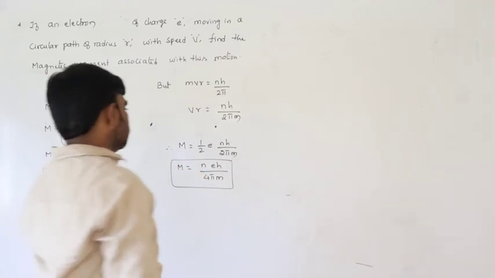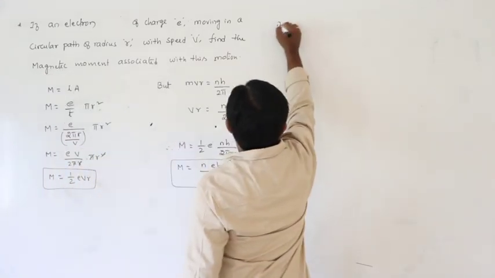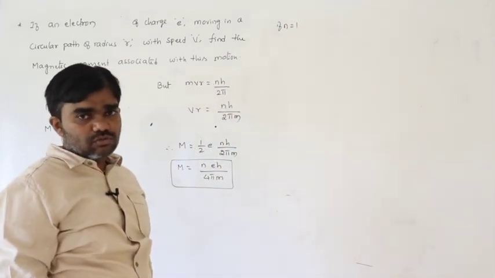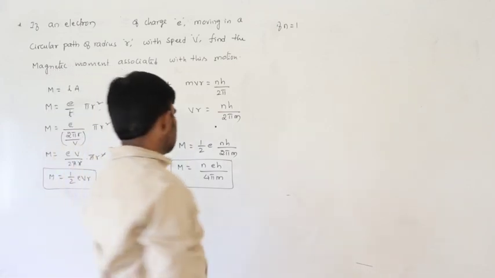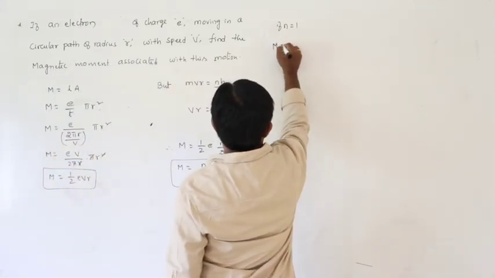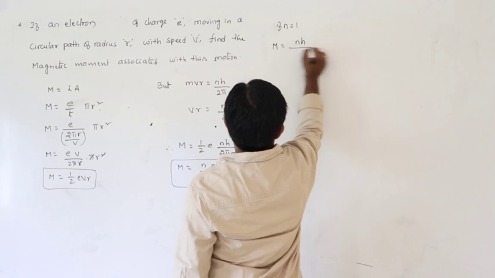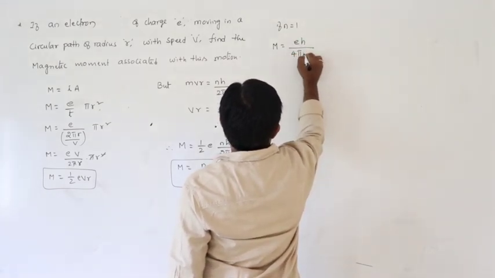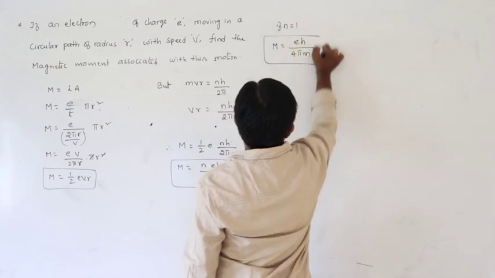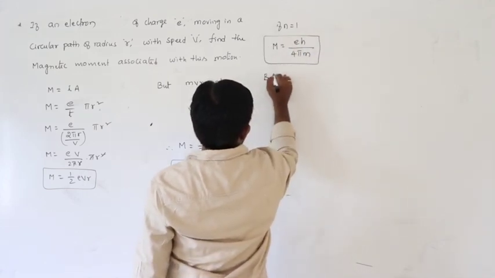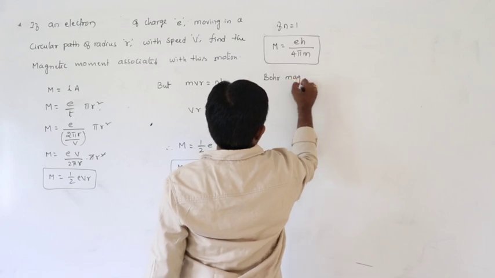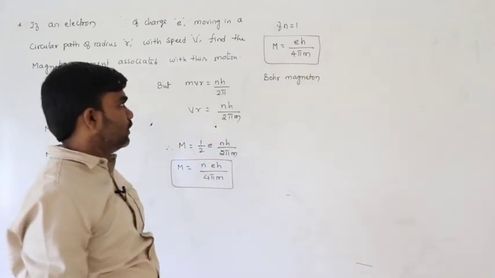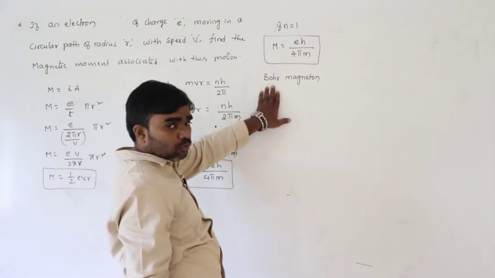In this, if n is equal to 1, that is the ground state of the hydrogen atom. So from this, M can be written as eh by 4 pi m. This is called the Bohr magneton. M is equal to eh by 4 pi m. This is called the Bohr magneton.